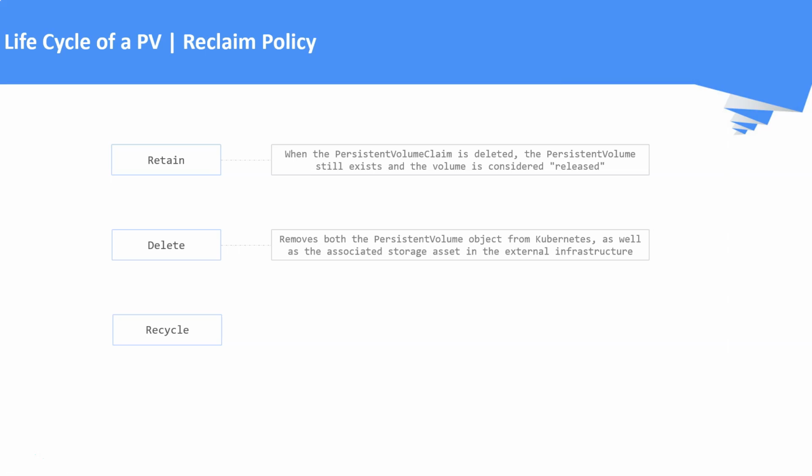With the recycle policy, the cluster will recycle the PVs by emptying its contents and performing a basic scrub on the volume. This makes these volumes available again for a new claim just like a new volume.